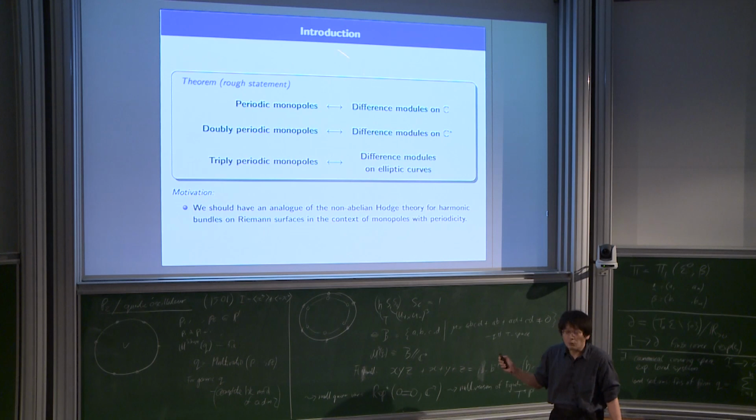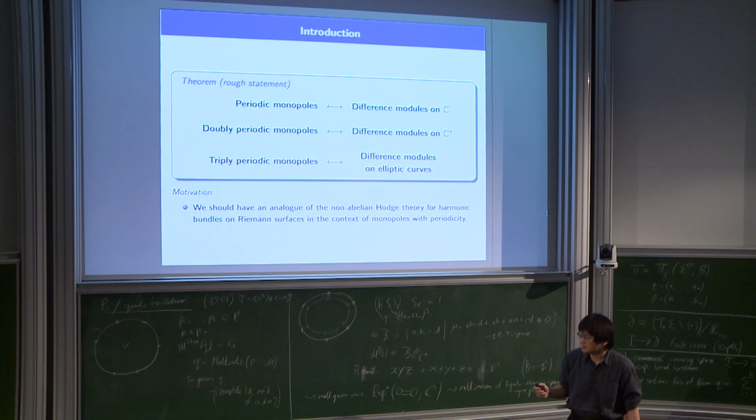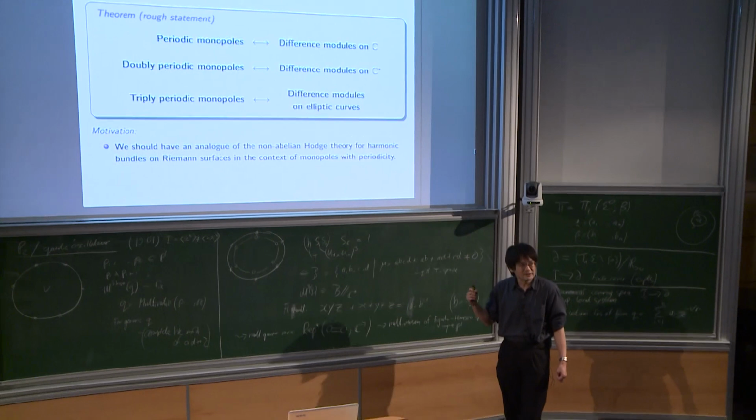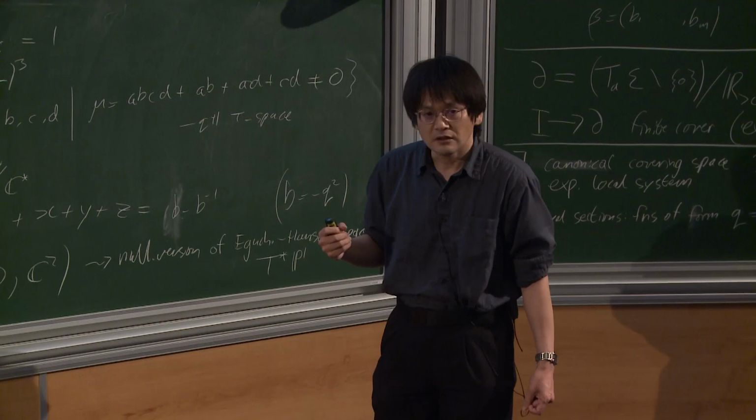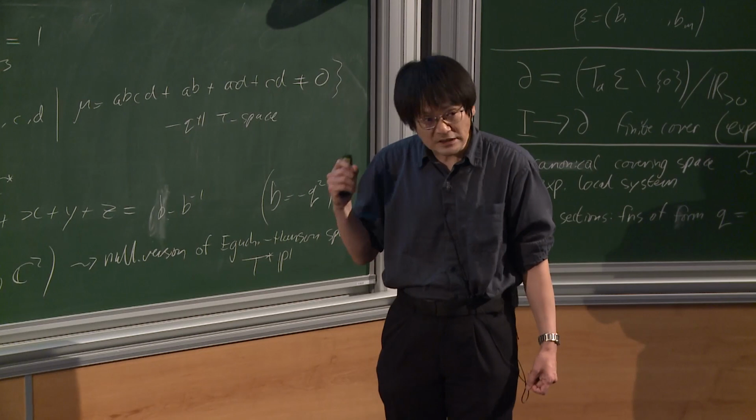But let me mention my motivation very briefly. Non-abelian Hodge theory was developed by Professor Simpson for harmonic bundles, Higgs bundles and flat bundles on complex projective manifolds of any dimension. And I like it very much. Harmonic bundles on Riemann surfaces and monopoles with periodicities share some important properties. So it seems natural and very attractive for me to ask for an analog of non-abelian Hodge theory in the context of monopoles with periodicity. That is my original motivation for this study.